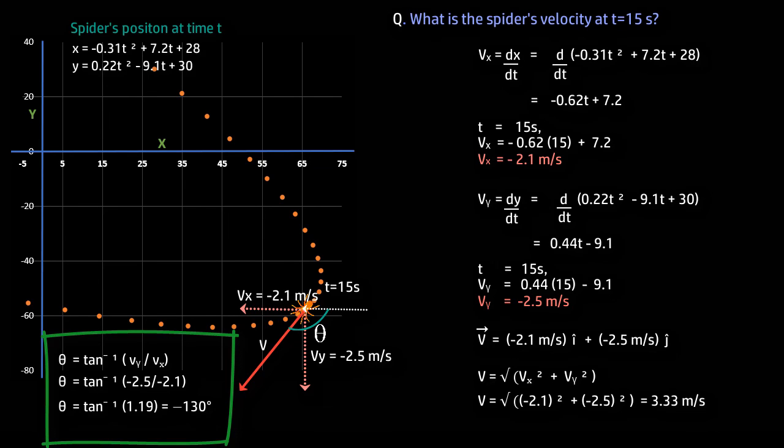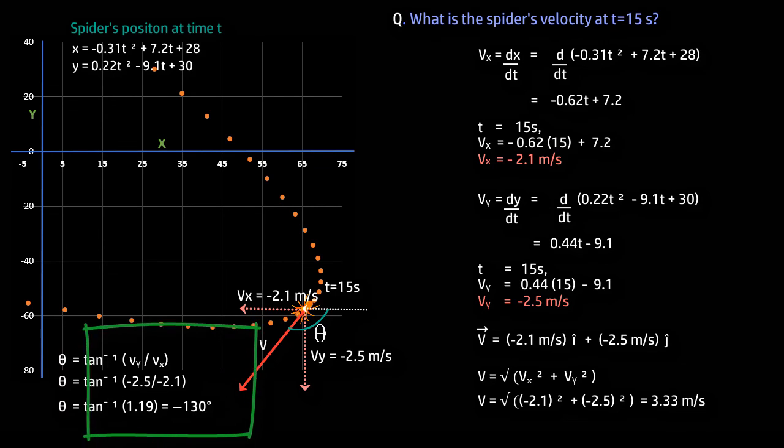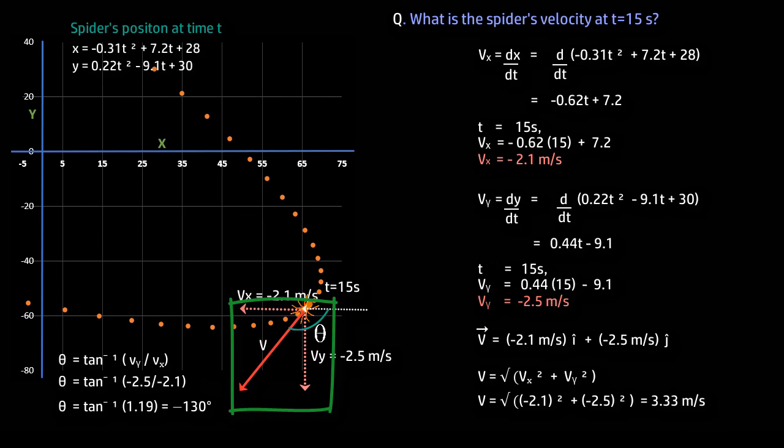And you must observe that tan inverse of 1.19 can be 50 degrees as well, which you can reject because you can see visually that this is the vector direction and therefore the angle has to be minus 130 degrees.